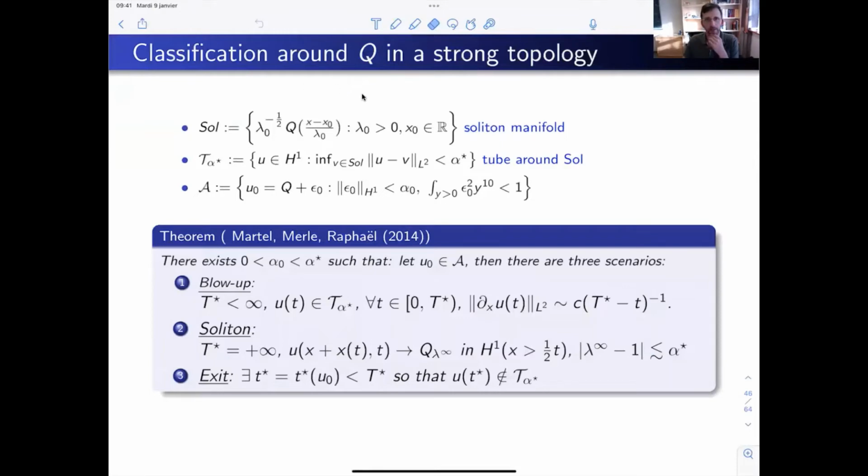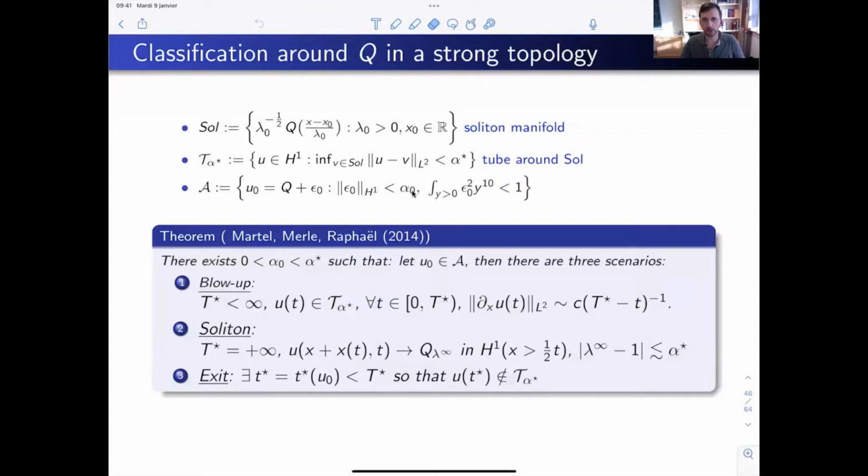which is a classification around the solitary wave Q. Let me explain it like that. I call it the soliton manifold. It's a two-parameter family of solitary waves, which are rescaled. Then T alpha star is a tube around this manifold. And finally, A is the space where I will take my initial data. As you see, it's Q plus a perturbation which is small in H1. So it is very close to Q in H1.